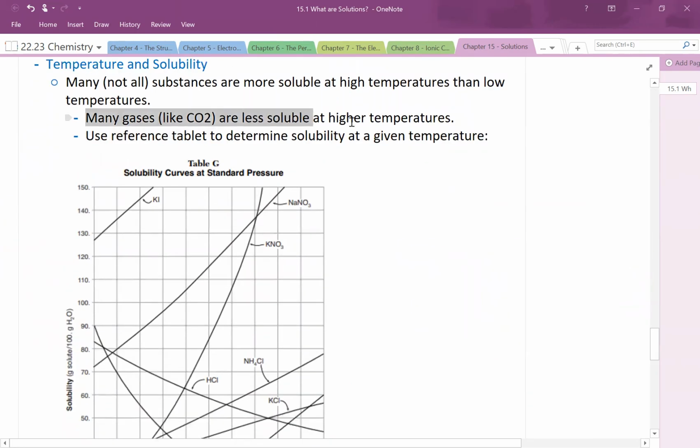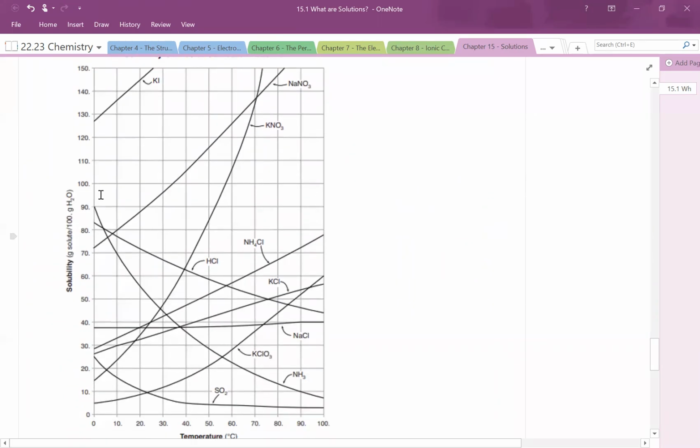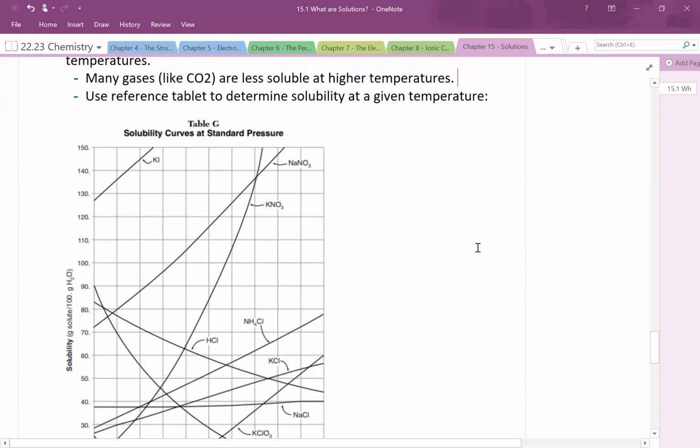Don't want to forget, but many substances, mostly gases like carbon dioxide, are actually less soluble at higher temperatures. And we can see that actually here on this example here. You can see as my temperature increases, many of these substances increase their solubility, but some of them, like our ammonia, our hydrochloric acid, and sulfur dioxide, these actually decrease in solubility as temperature increases.